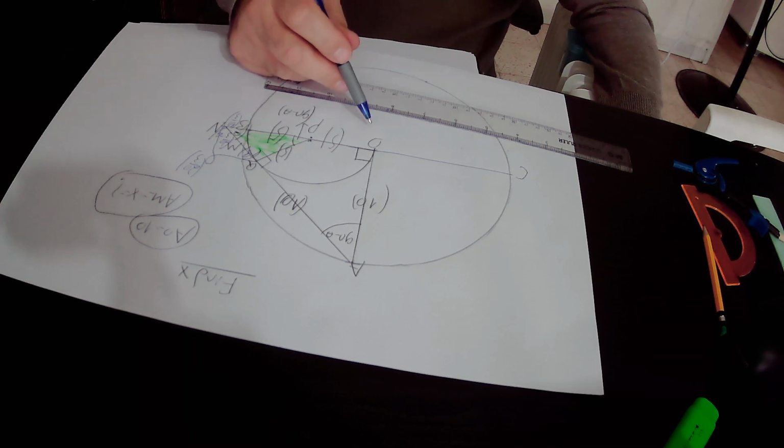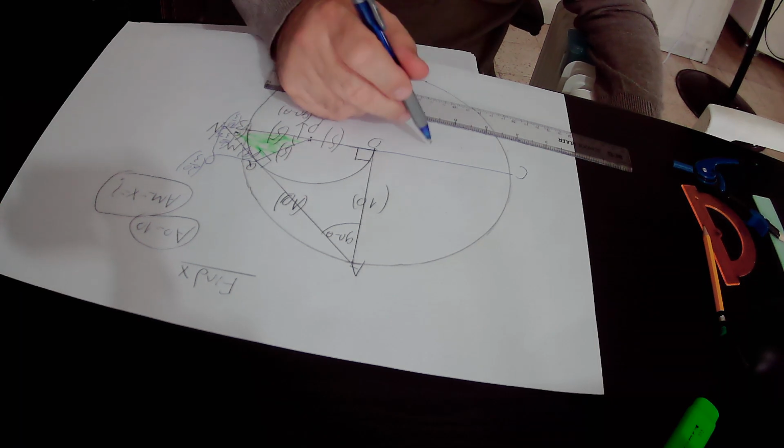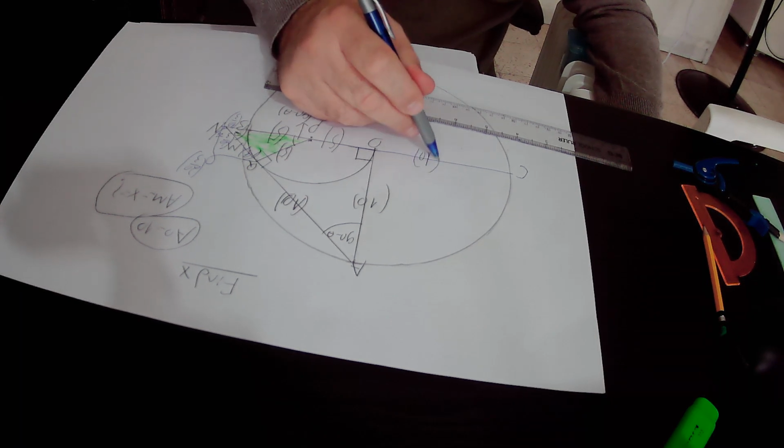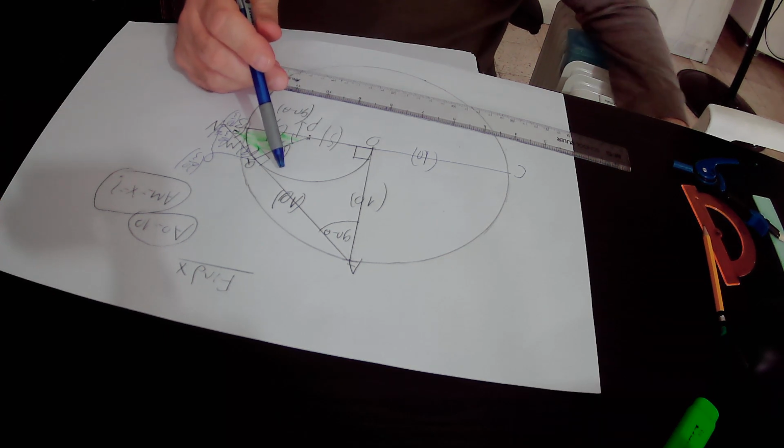So point O is the center of the circle, point C is a point on the circle itself, therefore OC is the radius of this circle. The radius of this circle OC equals 10. Why? Because the radius of the circle and the radius of the quarter circle are the same. We just completed the quarter circle to a circle.